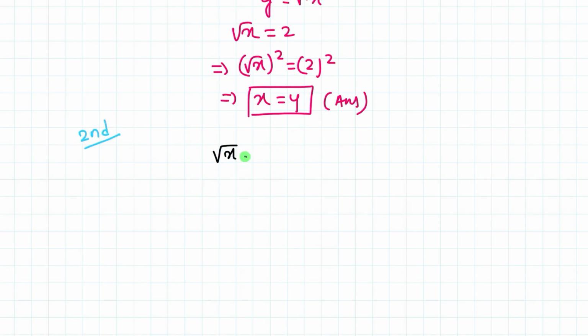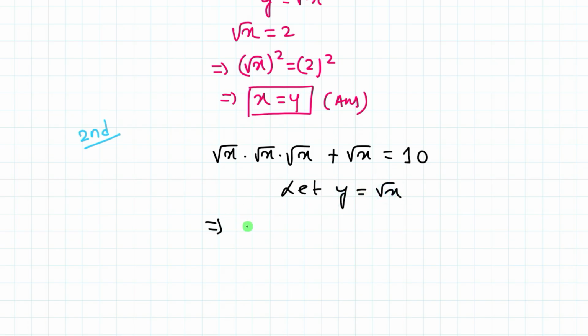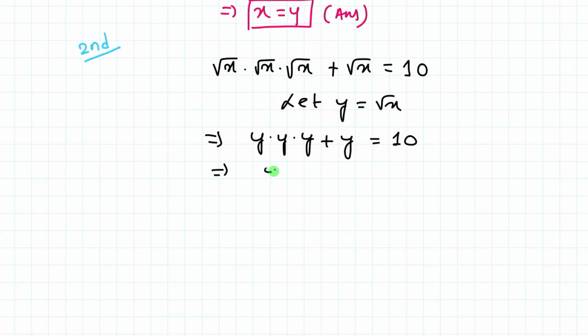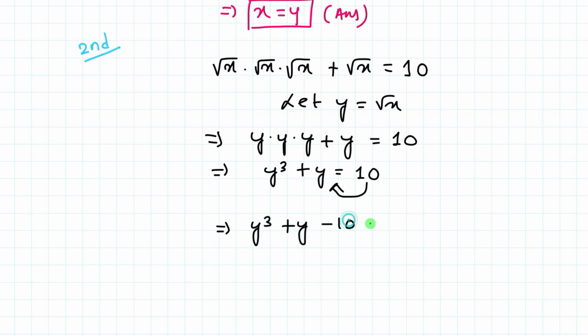Our equation is root x multiplied with root x multiplied with root x plus root x equals 10. Similarly, I'll assume y as root x. Replacing root x with y, we get y multiplied with y multiplied with y plus y equals 10. This implies y cube plus y equals 10. Now I will take this 10 to the other side, so we get y cube plus y minus 10 equals 0. Here I am going to split this 10 as minus 8 minus 2, equals 0.